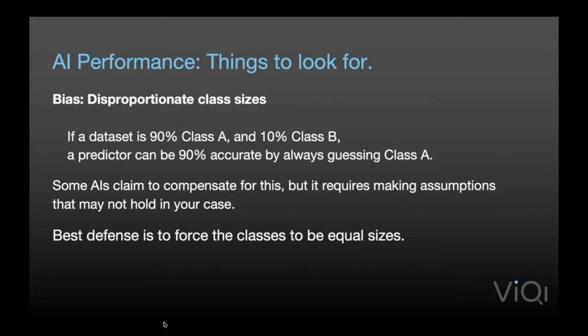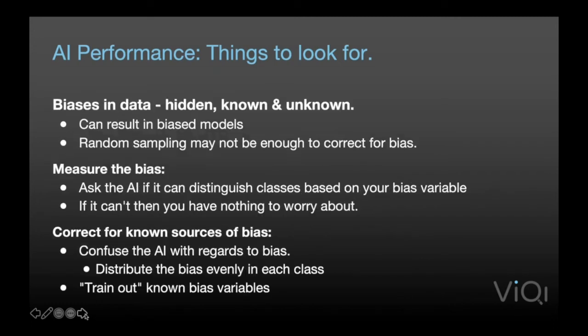And you have to be careful about how it's trained, because some AIs will actually train themselves to the point of saying, well, I always win by guessing class A in this case, so that's what I'm going to do. You don't want the AI to do this. You want to force it into making an actual decision. There are ways of compensating for this, but if you can, the best way is to force the classes to be equal sizes. The last bit about bias is on the next slide.